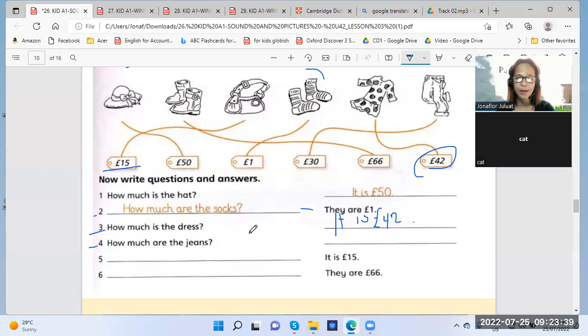Can you read number 4? Number 4, how much are the jeans? Yes, how much are the jeans? Look at the picture and find the jeans. Yes, it's 30 pounds. The money is pound. Okay, pounds. Yes, so it is 30 pounds, all right?